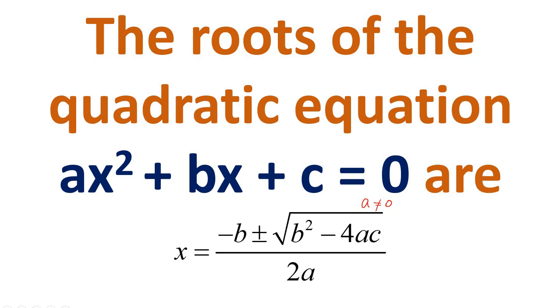One is minus b plus root b square minus 4ac by 2a, and the other is minus b minus root b square minus 4ac by 2a. So these two are the values of x, the two roots of the quadratic equation. Together we can write these roots as minus b plus or minus under root of b square minus 4ac whole divided by 2a.